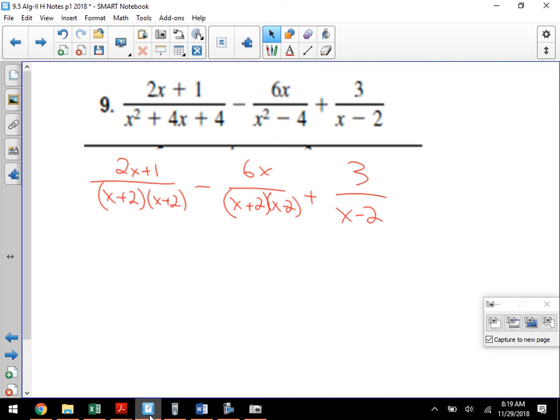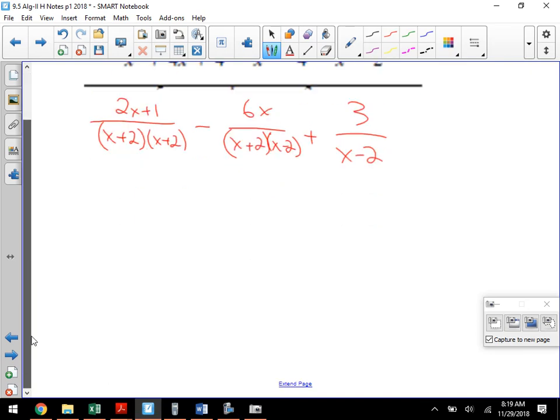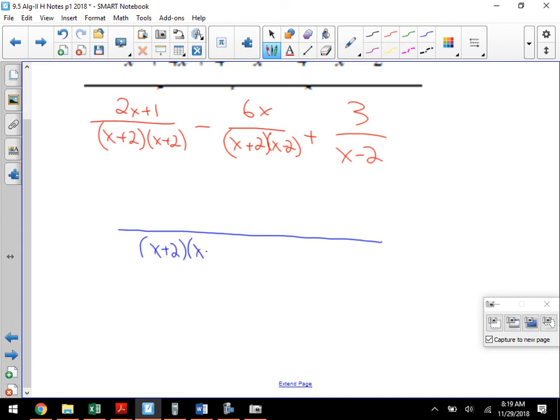All right. Between these 3 fractions, do they have anything in common? No. They do not. They don't have anything in common. And this is fine. It's not the end of the world. We have all of our terms. We just put them all together. We have nothing in common. So we have x plus 2, x plus 2, x plus 2, x minus 2, x minus 2.